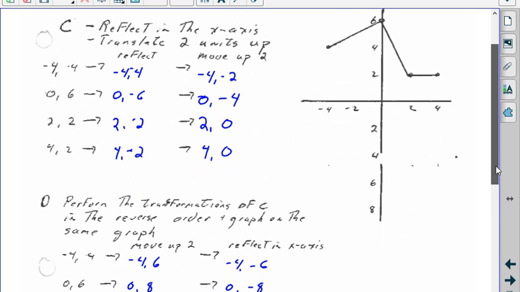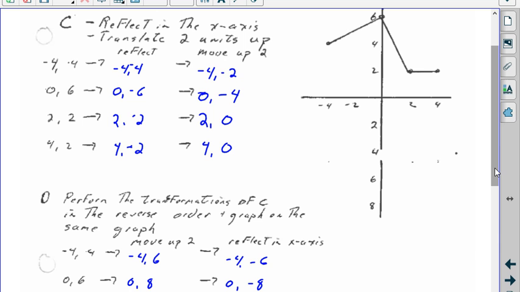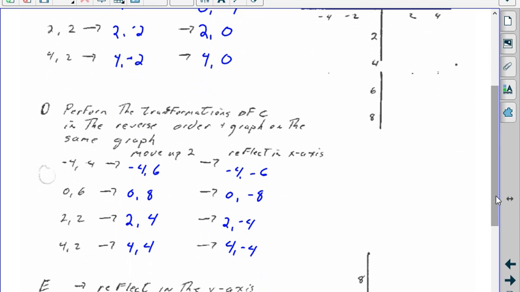However, the next two pairs, we reflect and then translate, or reflect then move. We end up with -4, 2, 0, 4, 2, 0, 4, 0. We do not end up with the exact same thing down here when we do it in the reverse order. We end up with -4, 6, 0, 8, 2, -4, 4, -4. So that means if I want everybody to get it the same way, I have to have a specific order, whether it's move, then reflect, or reflect, then move.